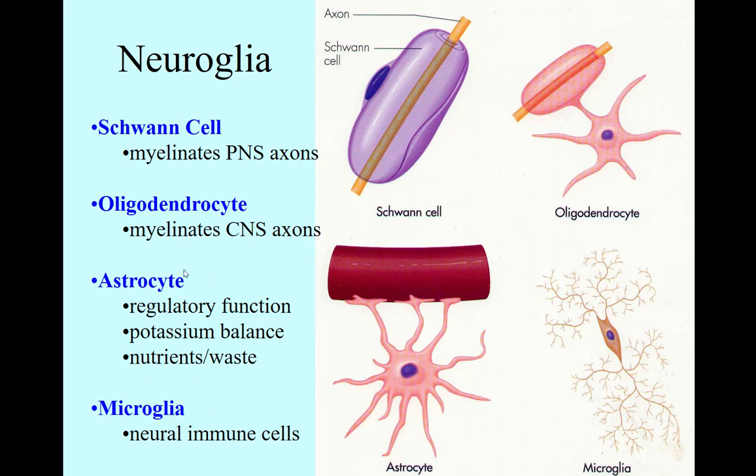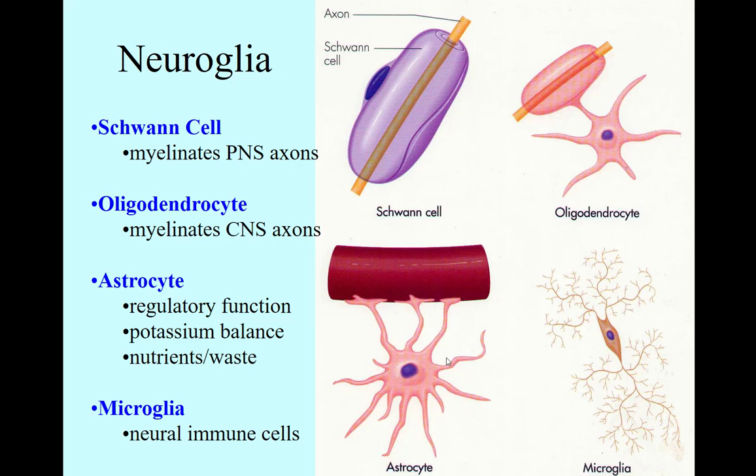This is the big hitter right here, the astrocyte. The astrocyte does a lot of stuff. When you say it's involved in regulatory function, that means it helps getting nutrients in. Here's an astrocyte next to a blood vessel, so it's taking nutrients from the blood vessel. It's probably dumping waste also in there. It's involved with ion balance like potassium.